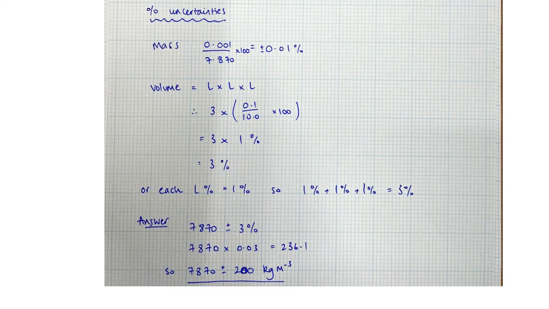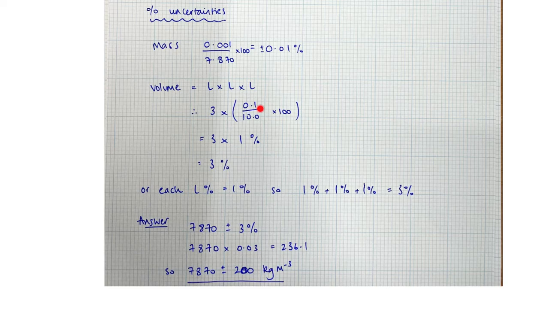And then finally, to get the percentage uncertainties, well, we know the mass uncertainty would be 0.001 over 7.87 times 100, so that's 0.01%. Volume is length times length times length. Now, there's two ways of thinking about this. You've got to add 3 lots. Only because each length is the same, we can multiply by 3. Otherwise, what we'd need to do is find what they are added together separately. But because they are the same, we can do a slight shorthand.